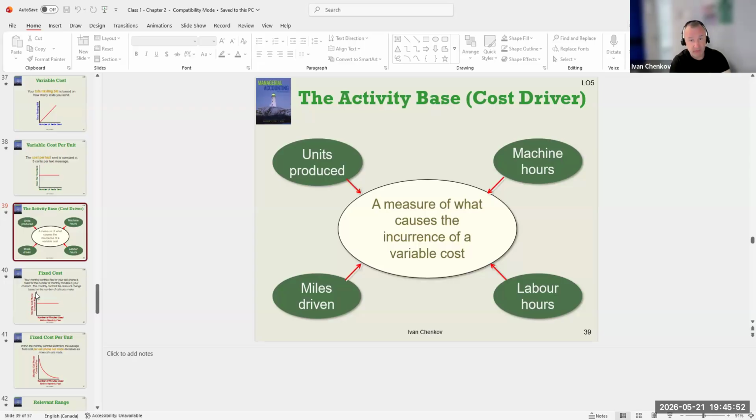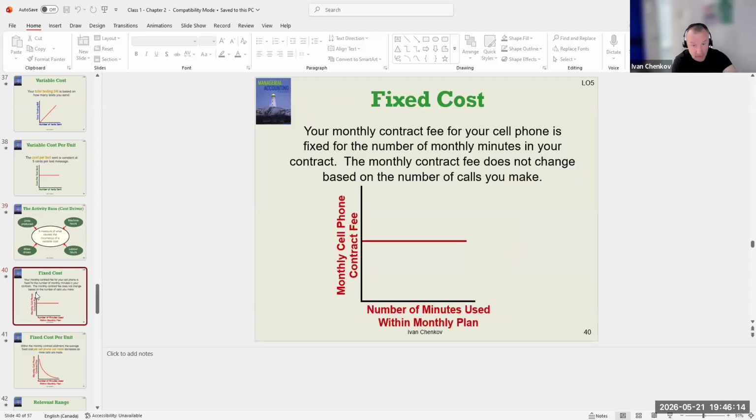Machine hours can drive the variable cost. More machine hours you're using the machine, more cost. Less machine hours, less cost. Miles driven can drive the variable cost. More miles you drive, more cost. Less miles, less cost. Labor hours, the more your workers work, the more cost. Less, less cost. Fixed cost, however, stays the same. Example for the fixed cost will be the entire bag of potato or rent.